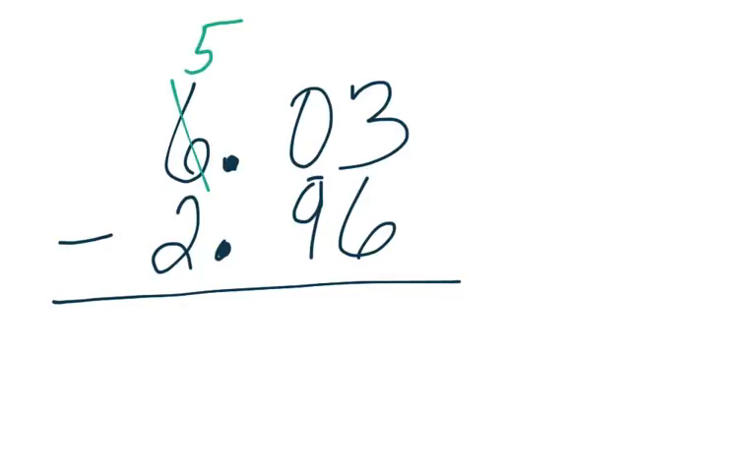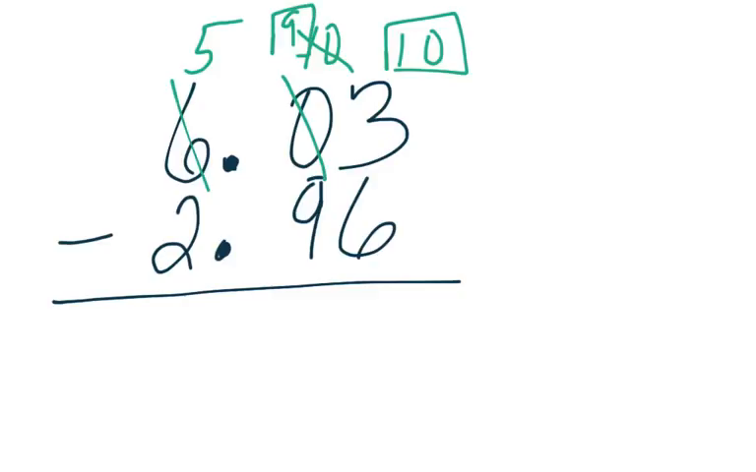So that's 5. That's 10, but remember I have to regroup over to my hundredths place, so I need to regroup again. Sorry, messed up. That's 10. Box that, and now this is 9 right here. So now I can go through and I can start subtracting. Well, 10 plus 3 is 13, so 13 minus 6 is 7. 9 minus 9 is 0.